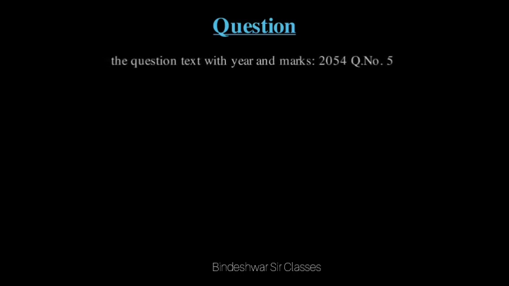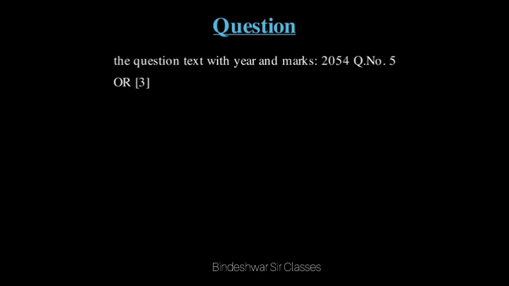In this video, we'll be tackling a classic problem on buoyancy and forces from the year 2054, question number 5. This question is for 3 marks. The question reads: a string supports a solid iron object of mass 180 grams, totally immersed in a liquid of density 800 kilograms per cubic meter. The density of iron is 8,000 kilograms per cubic meter. Calculate the tension in the string.